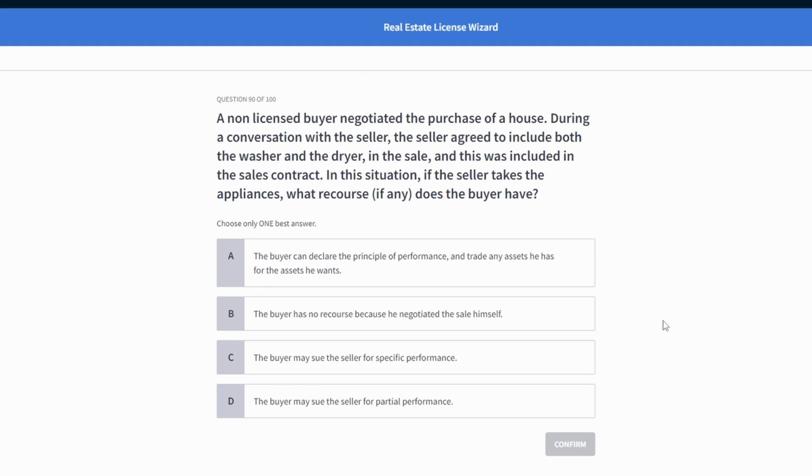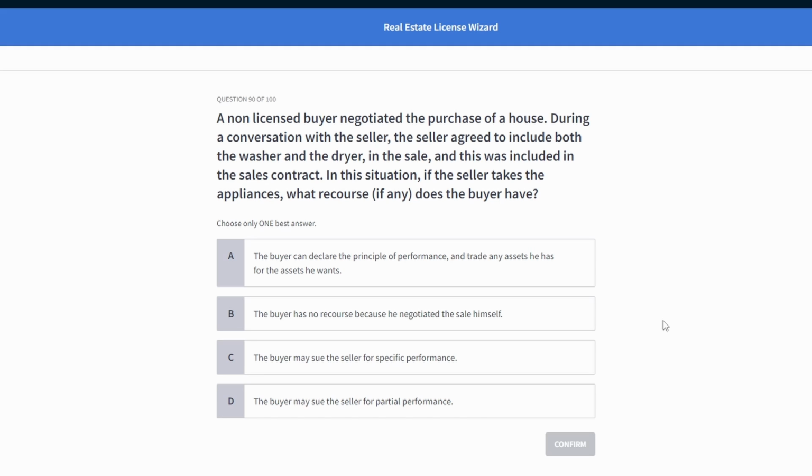A non-licensed buyer negotiated the purchase of a house. During a conversation with the seller, the seller agreed to include both the washer and the dryer in the sale, and this was included in the sales contract. In this situation, if the seller takes the appliances, what recourse, if any, does the buyer have?